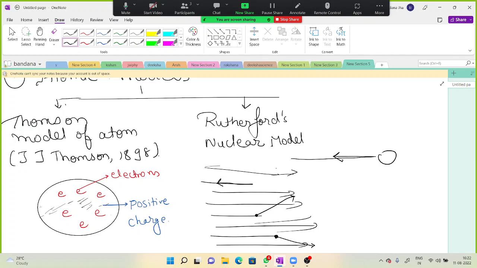So that will go along the straight path. If it is like here, it will go this way. If it is like here, it will go this way. And if it is far away from the nucleus, it will go in a straight line. So very few, it means our nucleus is so small that only one or two alpha particles bounce back.